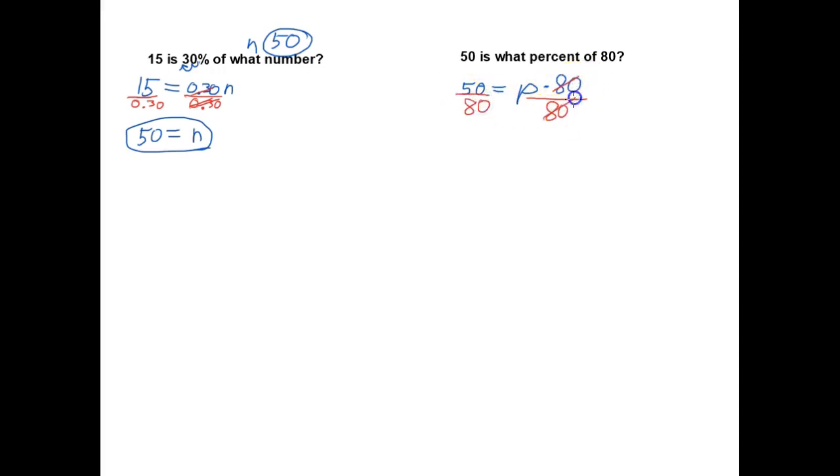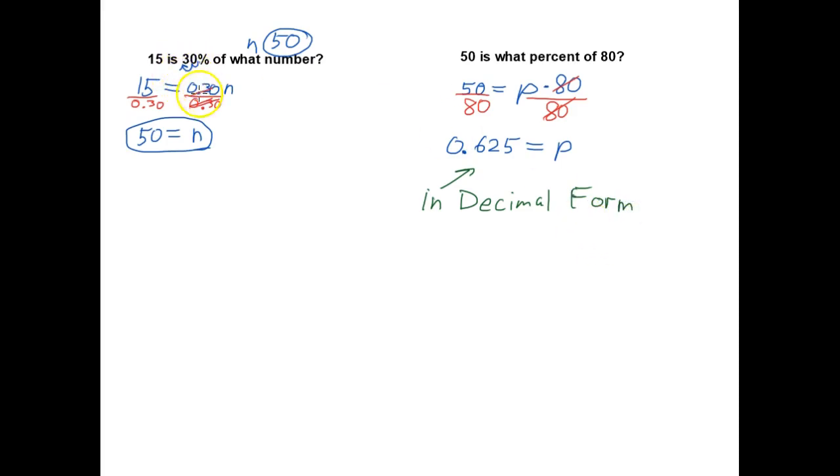Over here, 80 divided by 80 is just 1. That's good because then we just have P times 1, or just P left. And then 50 divided by 80 is 0.625. Now that's the percent in decimal form. So note that this is in decimal form. I'll put a little note here. This is in decimal form because the percent is always in decimal notation in the equation.